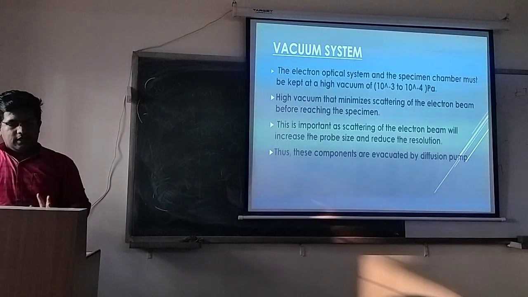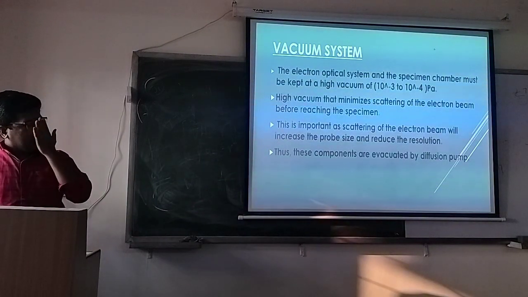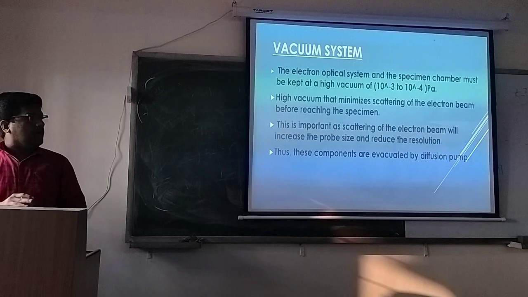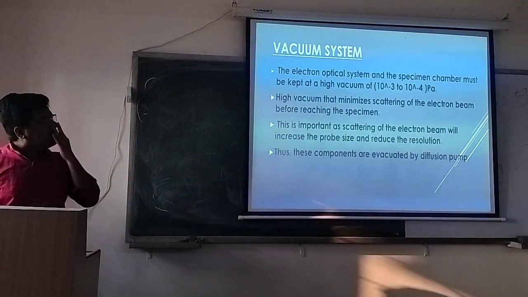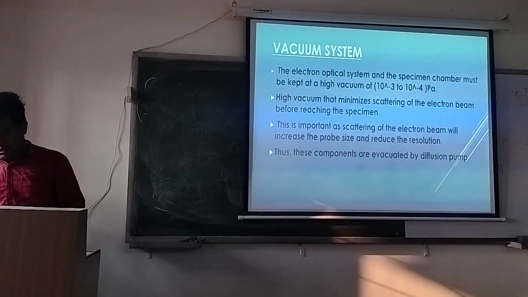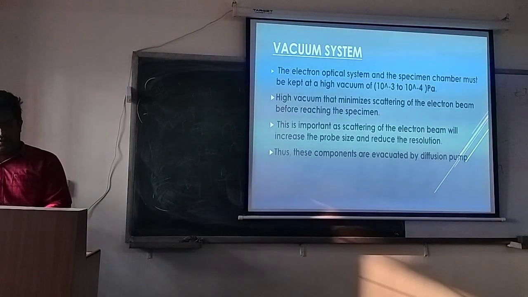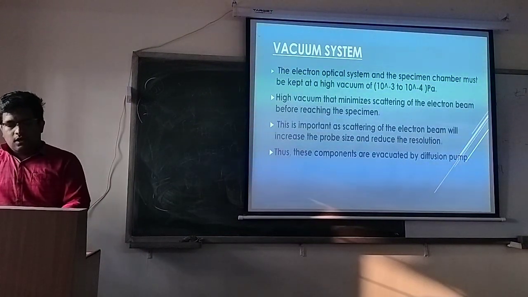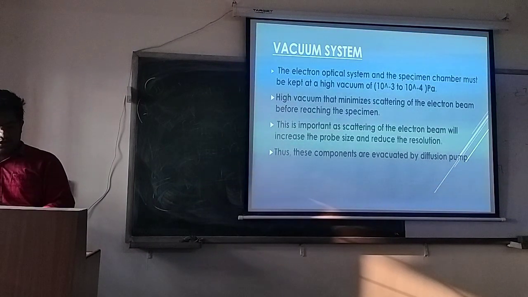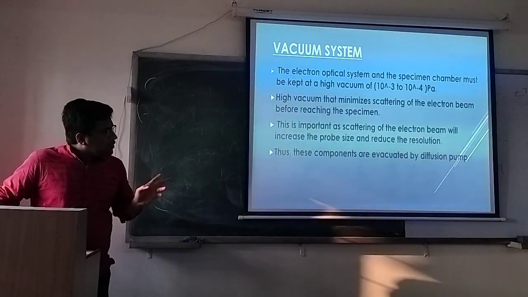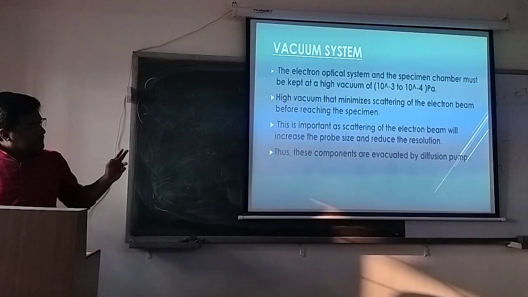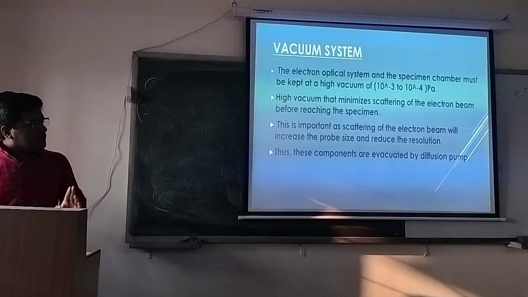Vacuum system. It is the most vital point. If there is no vacuum, vibration occurs and the whole process goes down. The electron optical system and the specimen chamber must be kept at a high vacuum, 10 to the power 3 to 10 to the power 4 Pascal. High vacuum minimizes the scattering of the electron beam before reaching the specimen. This is important as scattering of electron beams will increase the probe size and reduce the resolution. Thus, the components are evacuated by a diffusion pump.